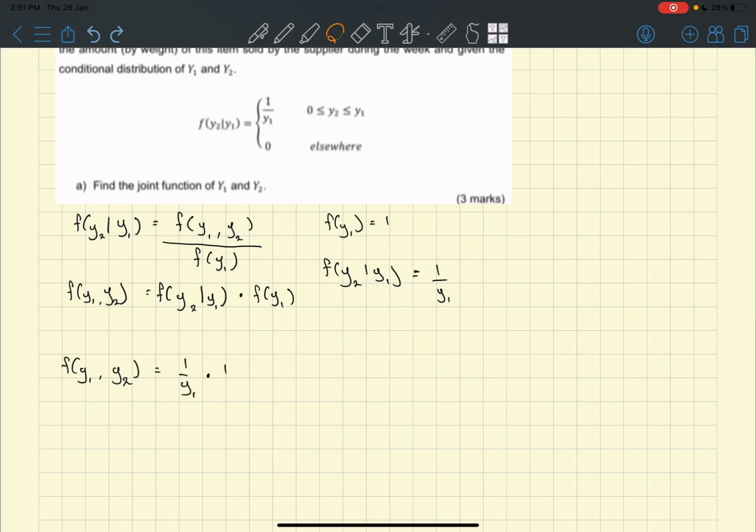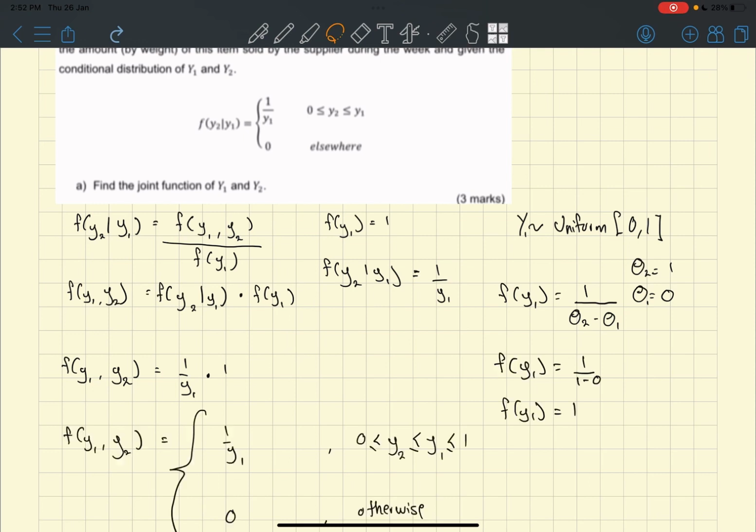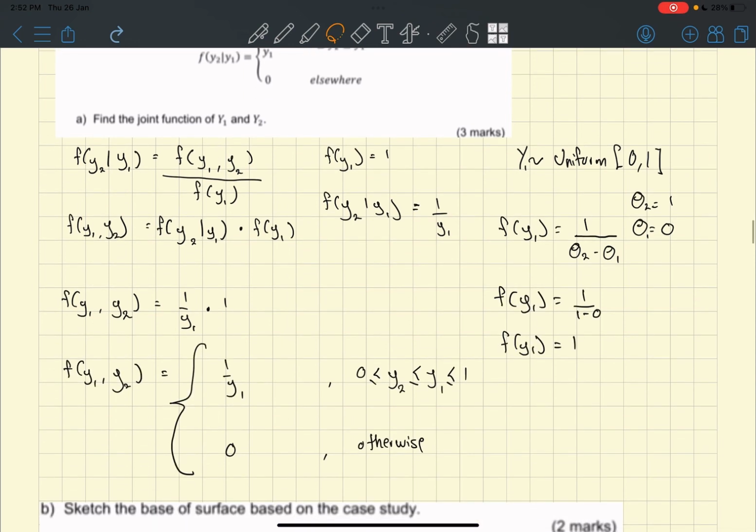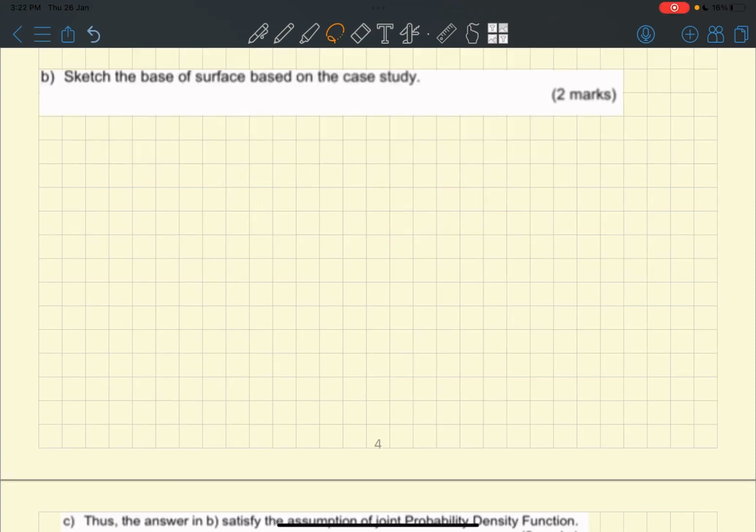How do we know the function of Y1 equals 1? Because Y1 is uniform on 0 to 1, and we put it in this formula, and we will get the function of Y1 equals 1. And this we will get if we put the figure in the function. Sketch the base of the surface based on the case study.